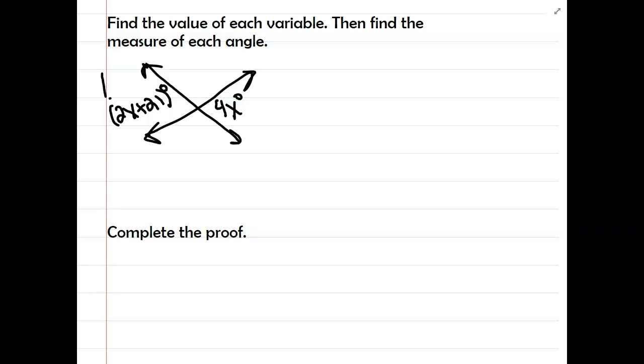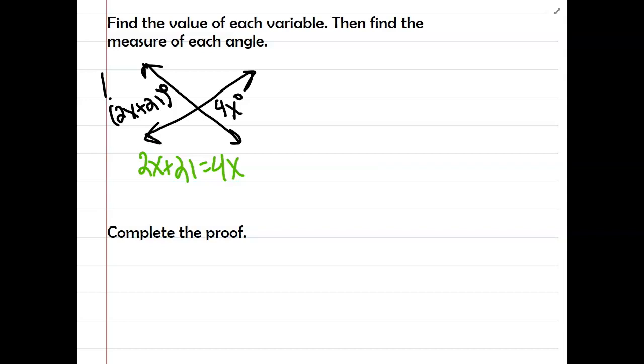So I have these 2 angles. How would you classify these angles? What kind of angles are they? They're vertical angles. And what do I know about vertical angles? They're congruent. Their measures are equal. So I know that 2x plus 21 equals 4x.